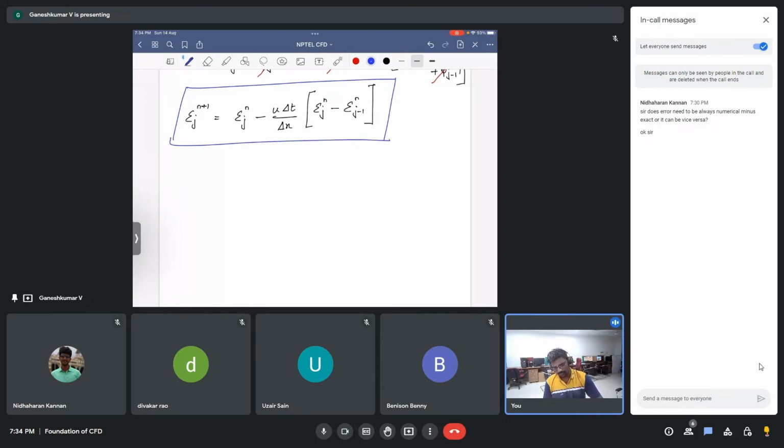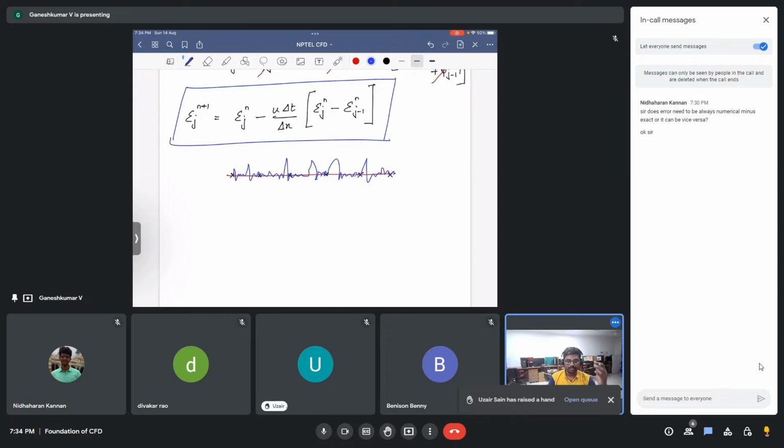So usually if you look at the error term, when I say error, again we'll mark a stencil here. So this is the grid, and the exact solution will be there, and the numerical solution will be there. The difference between these two, if I mark here, will be oscillating like this, because the numerical solution and exact solution will have a few differences, and it may not also be equal.